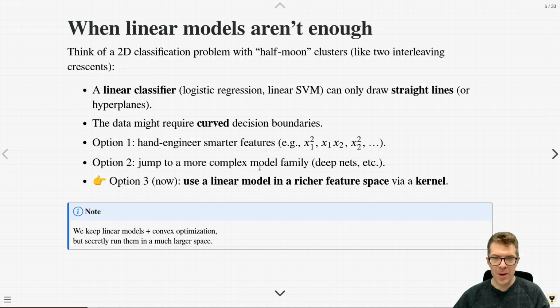We could try jumping to a more complex model family like deep networks, which at this point we might only vaguely understand, to have more representative capabilities. And not to sound like a broken record, we'll come back to this topic in a future module as well. But for right now, we're going to still use a linear model, but in a feature space that is richer than the one we're given, by using something called a kernel. So we'll keep linear models and convex optimization. All the topics we've been talking about before, we're still going to hold on to very tightly. But we're going to secretly run the linear models and convex optimization in a much larger space.